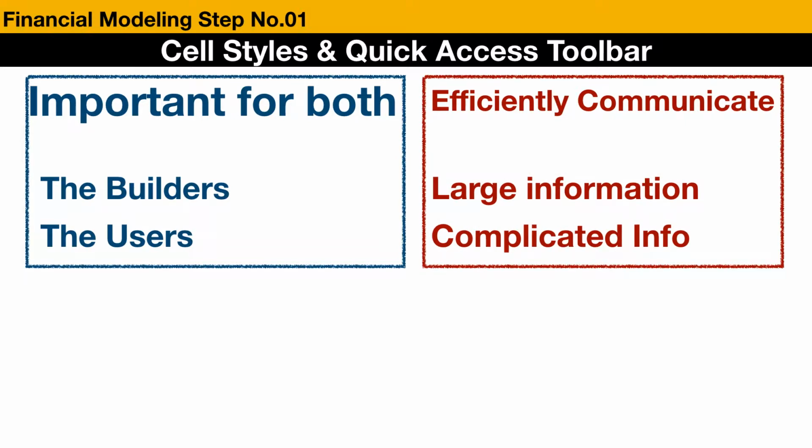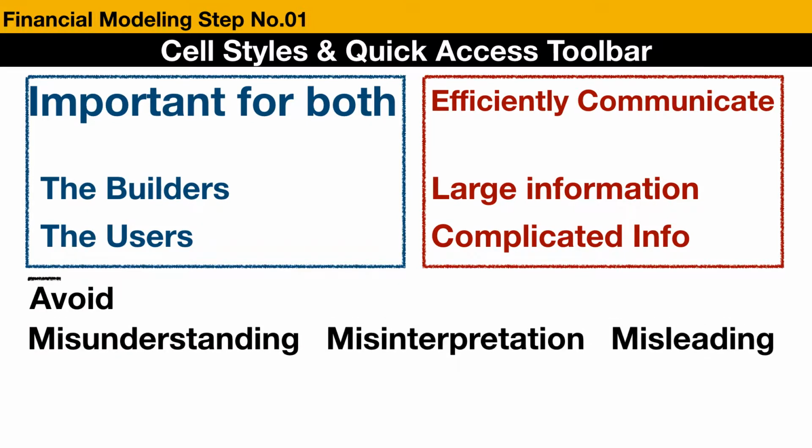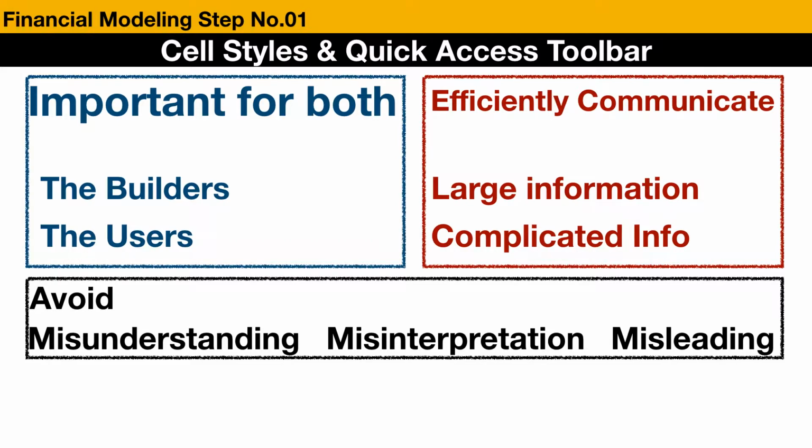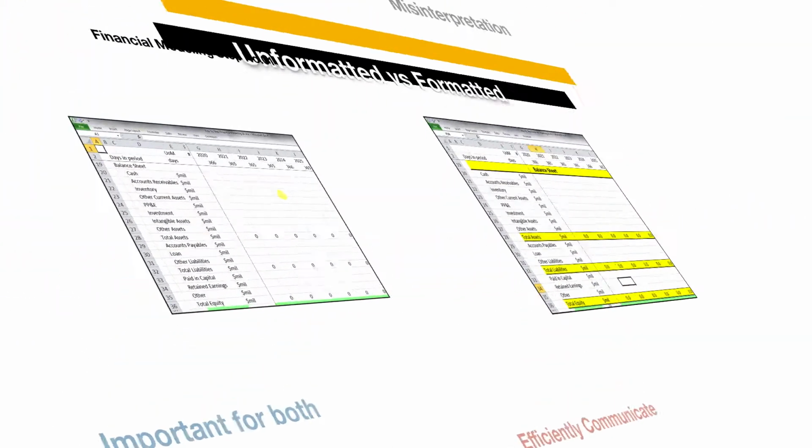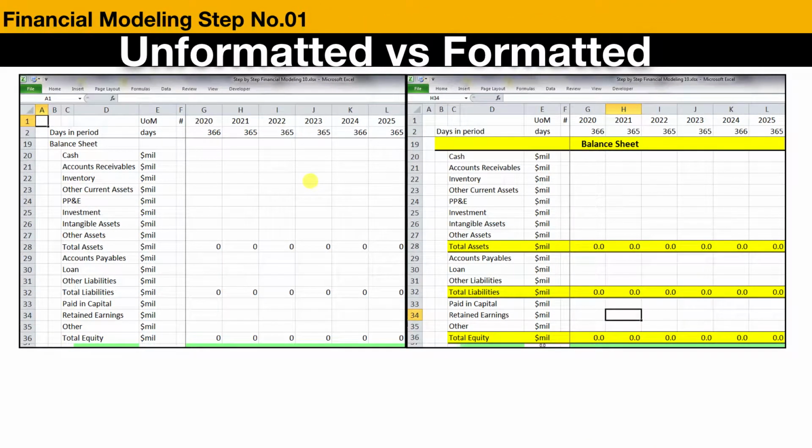A spreadsheet model contains large information within limited space, so the models have to be formatted in such a manner that misunderstanding, misinterpretation, and misleading are minimized and eliminated as much as possible. For instance, compare these two calculations. Formatting makes it much easier and more efficient for the users to interpret what is in the spreadsheet model.